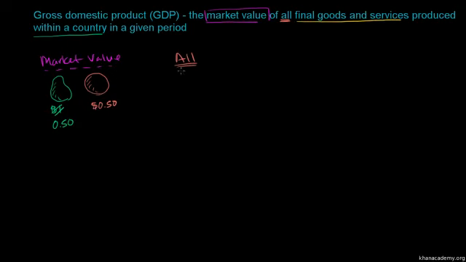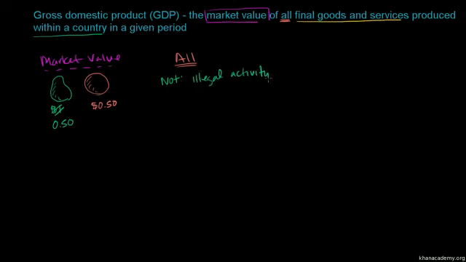Now, this won't include some things. So this does not include illegal things. If someone sells someone else drugs, we're not keeping track of it. Some would argue that maybe it should be kept track of in some way, that you have kind of this black market in things, but you're not keeping track of illegal activity.